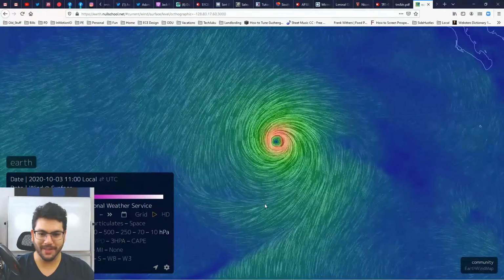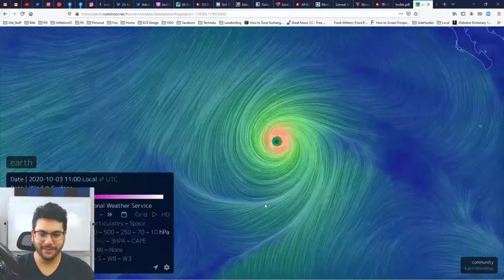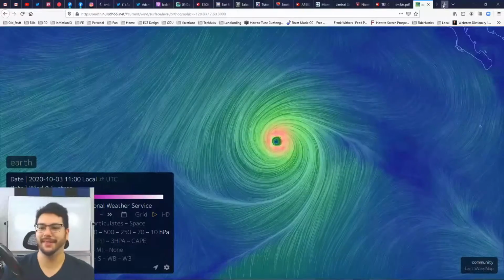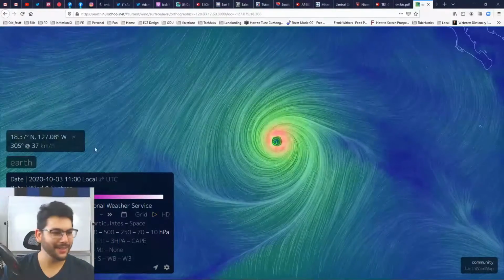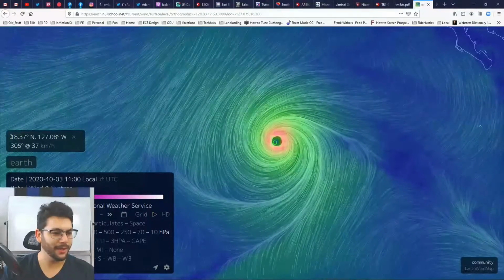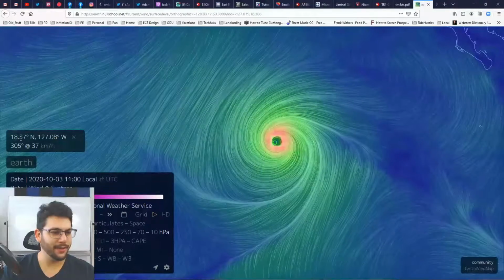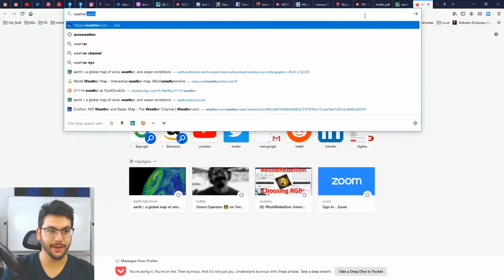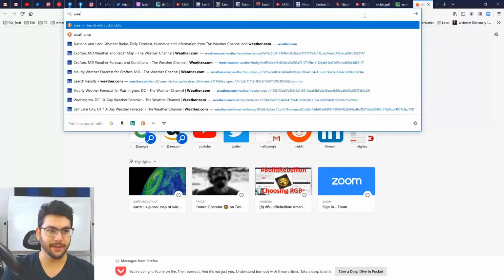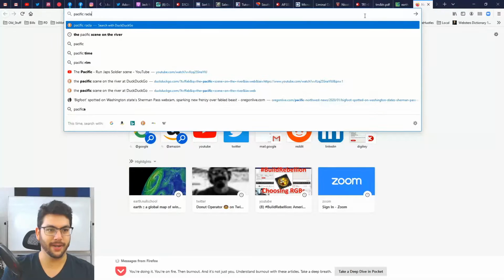Yeah, it's a weird one. What is that? Why is there a... That's at 18.37, 127.08. So if I just go to weather.com or something, or take a look at the Pacific radar, what is that?